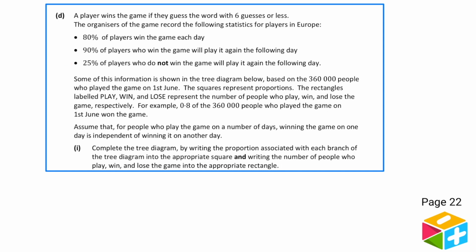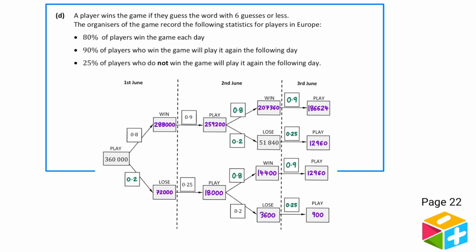We must use this information to fill out the provided tree diagram. We're given a written description of the tree diagram, but I'll skip over it here because most of it is visually clear from the diagram itself. In our diagram, we're told that 360,000 people played the game on the 1st of June.